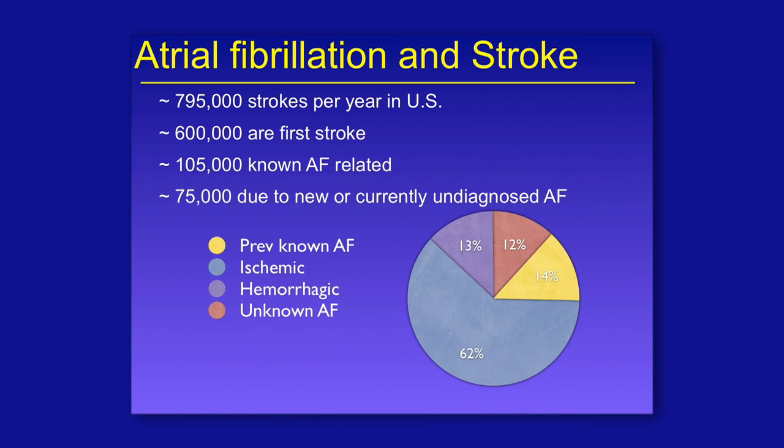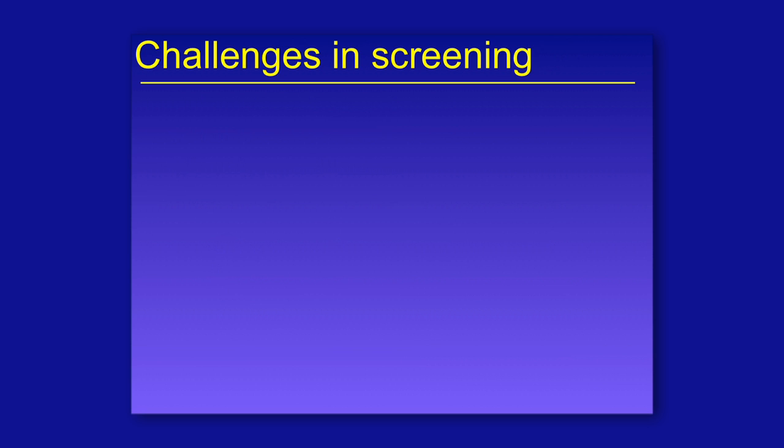This is just the pie chart, so roughly 12% of current new strokes are estimated to be occurring in people who have undiagnosed atrial fibrillation as the cause. If we could diagnose those people before their stroke, we could prevent the large majority of those strokes. What are the challenges in screening?